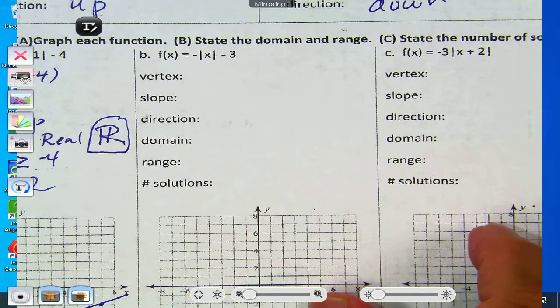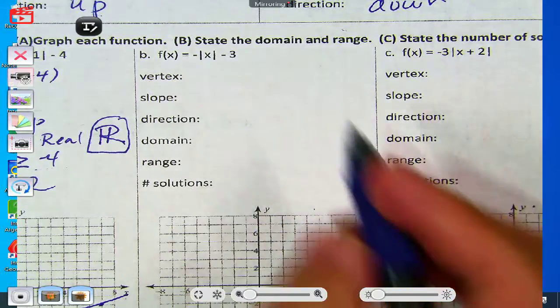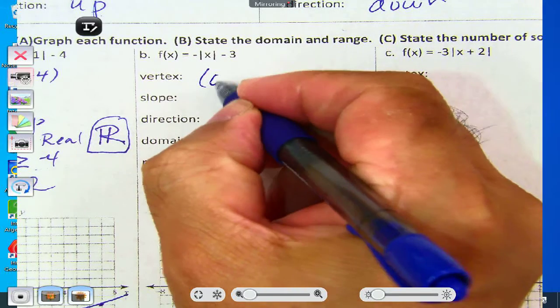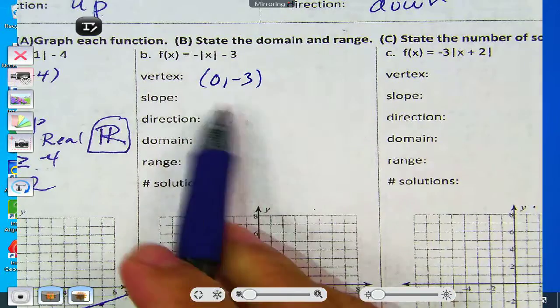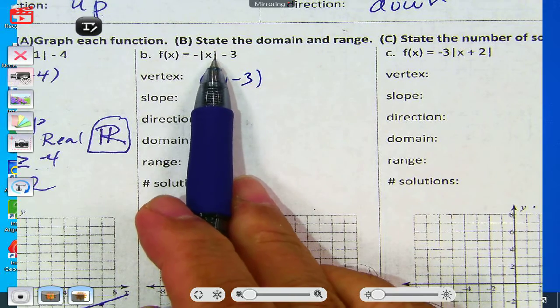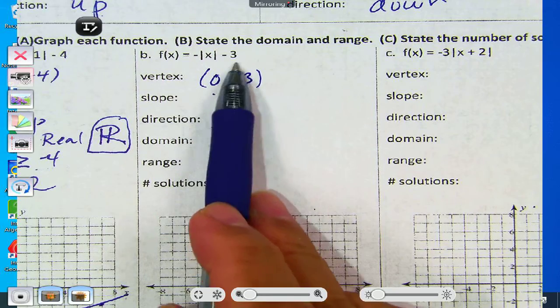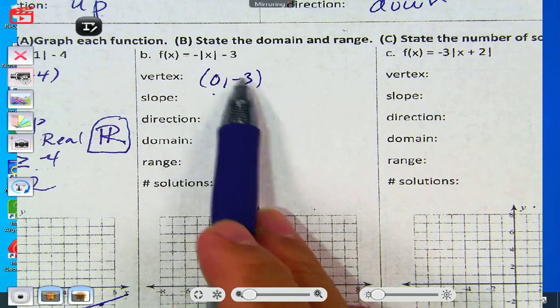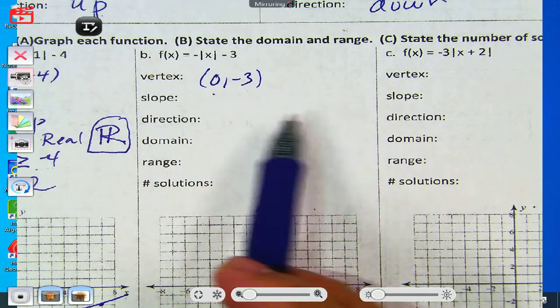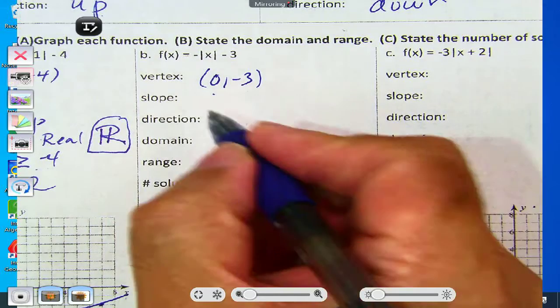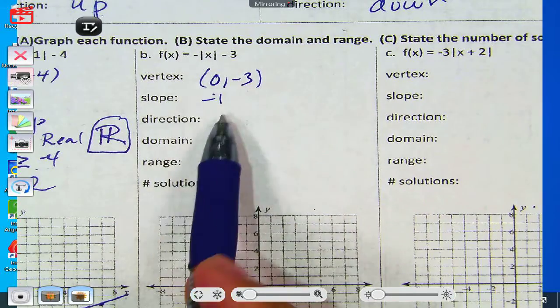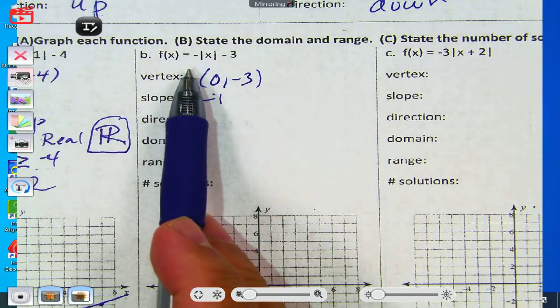Second example. All right. What is the vertex of the second example? 0, -3. Right. 0, because there's nothing inside the absolute value that's being subtracted from x, and the -3 is the number outside that's being subtracted from absolute value. So what's the slope of this one? -1. That is the coefficient outside of the absolute value.